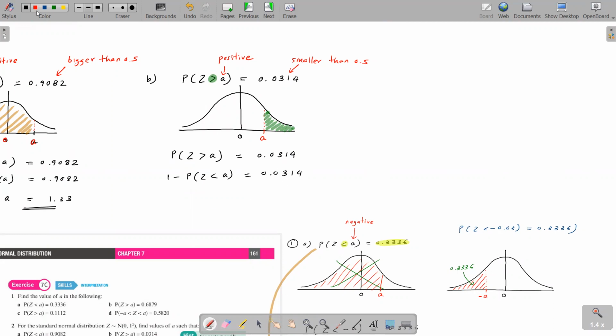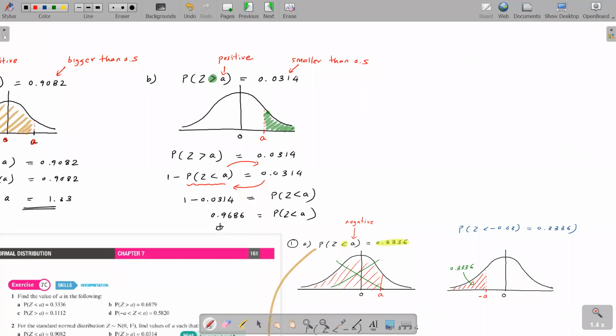Now you can make this the subject. This is a negative probability, so take this number here. You get 1 minus 0.0314 is equal to the probability z less than a. Agreed, guys? So how much is the answer? All right, we have 0.9686 equals the probability z less than a.